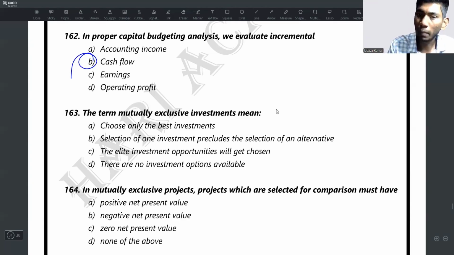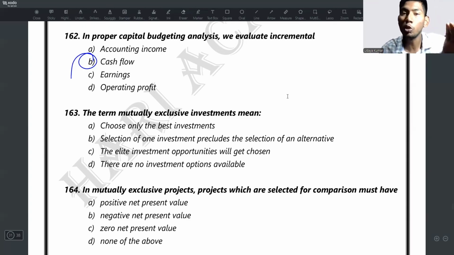So option A, choose only the best investments. Option B, selection of one investment precludes the selection of an alternative. Option C, the elite investment opportunity will get chosen. Option D, there are no investment options available. So the option here is B, because selection of one investment precludes the selection of an alternative.